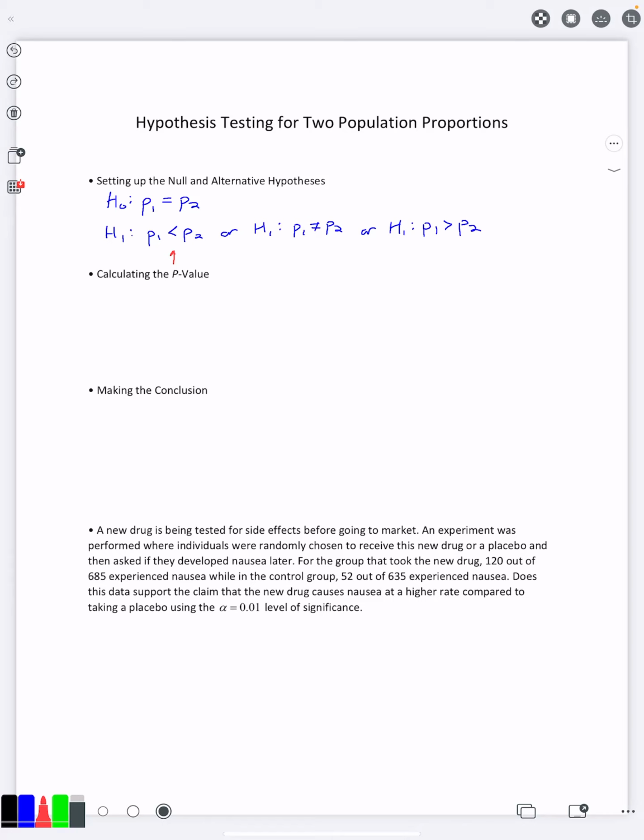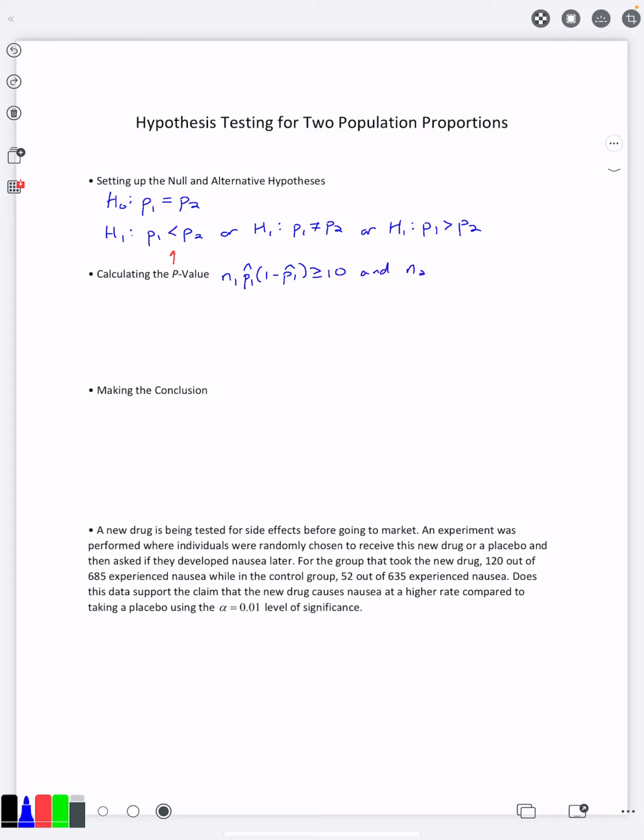Now, it turns out that as long as you are in certain nice conditions, we're going to be able to use the normal distribution to calculate our p-value for this problem. Of course, the question is, what conditions do we need? I'm not going to go through all the details in this video, but we saw before that you wanted things like n times p times 1 minus p to be at least 10. So now you need the sample size for the first one times the p for the first one and 1 minus p for the first one. You want that to be at least 10.